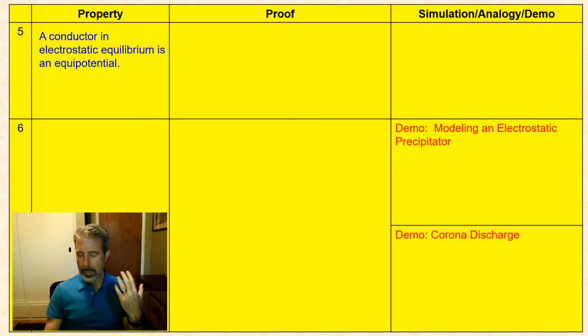So before we can get to property 6, we need to state property 5 and give a proof here. It turns out that a conductor in electrostatic equilibrium is an equipotential. It is an equipotential surface. We can see this very simply from our definition of electric potential difference. Remember that the first property we talked about for a conductor in electrostatic equilibrium is that the electric field is 0 at all points inside that conducting medium.